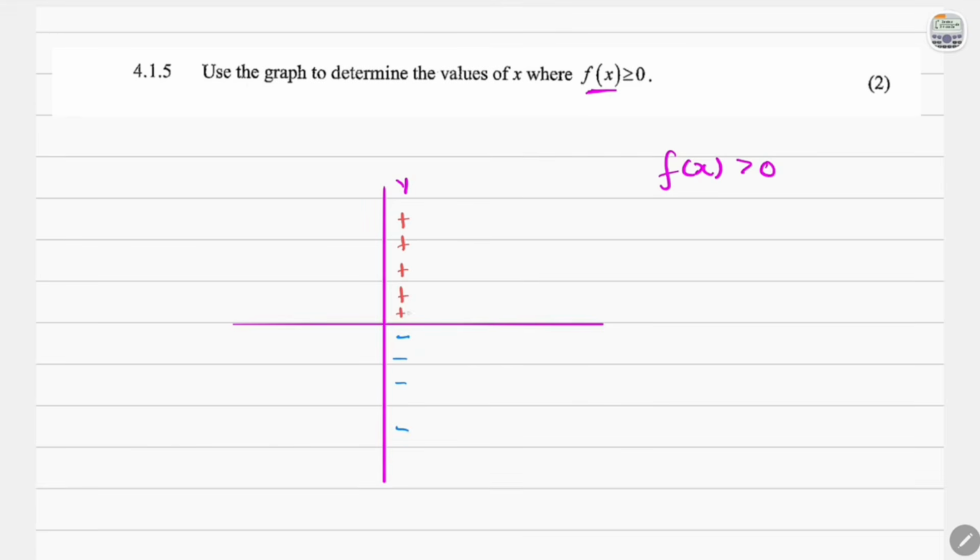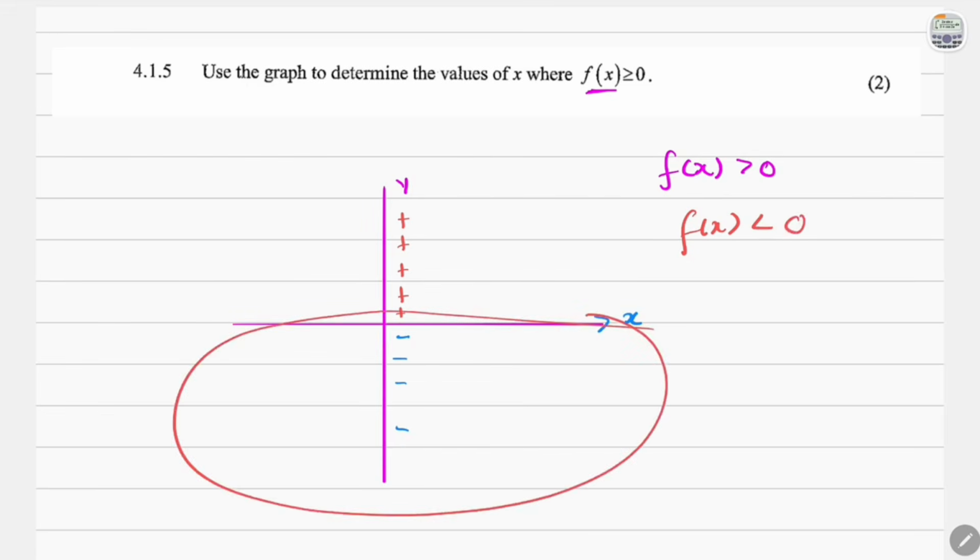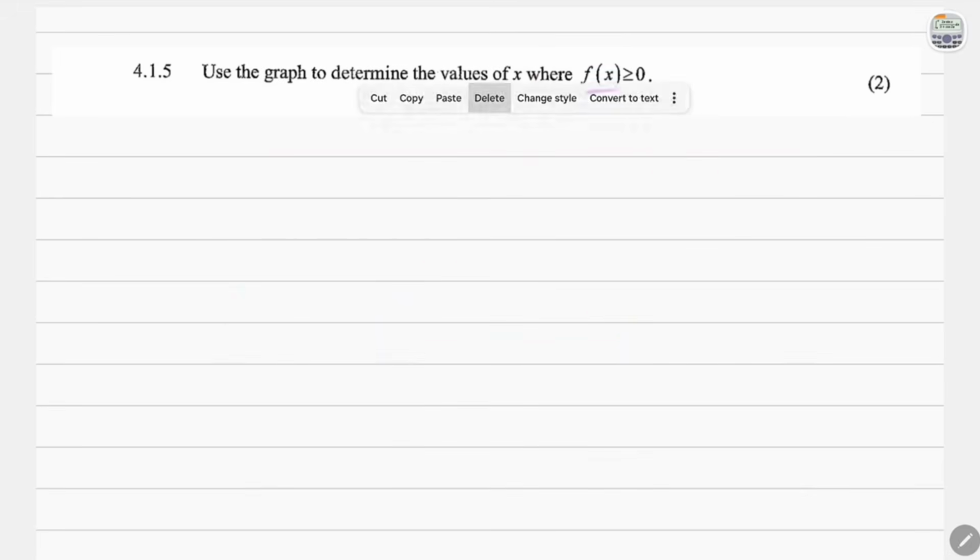Now, what do you notice about where these positive y values are? They lie above the x-axis. Everything above the x-axis has positive y values. Everything below the x-axis has negative y values. So if you're ever looking for where f of x is greater than or equal to 0, look for parts of the graph that lie above the x-axis. And if f of x is less than 0, look for parts of the graph that lie below the x-axis. Okay, so that's what you need to keep in mind for this question.